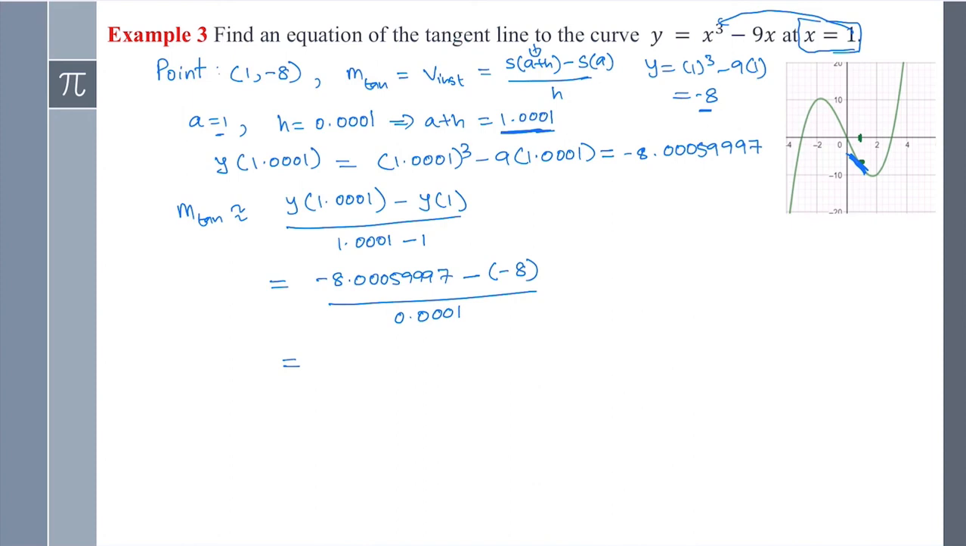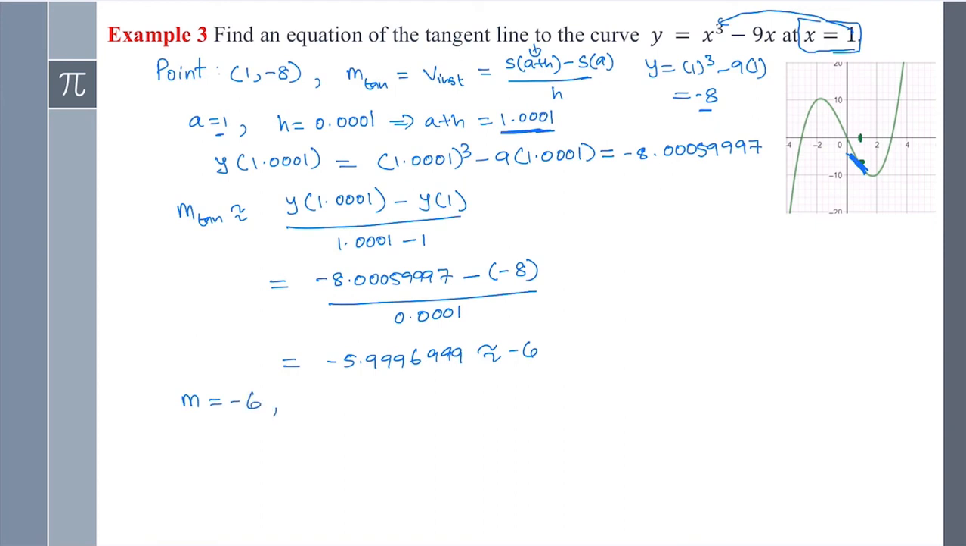Now when we simplify this, I'll just write the final answer. We put this into the calculator and we get negative 5.999699, and it keeps going on, so I'll just stop here. This is approximately equal to, with confidence, negative 6. So the slope of the tangent line equals negative 6.